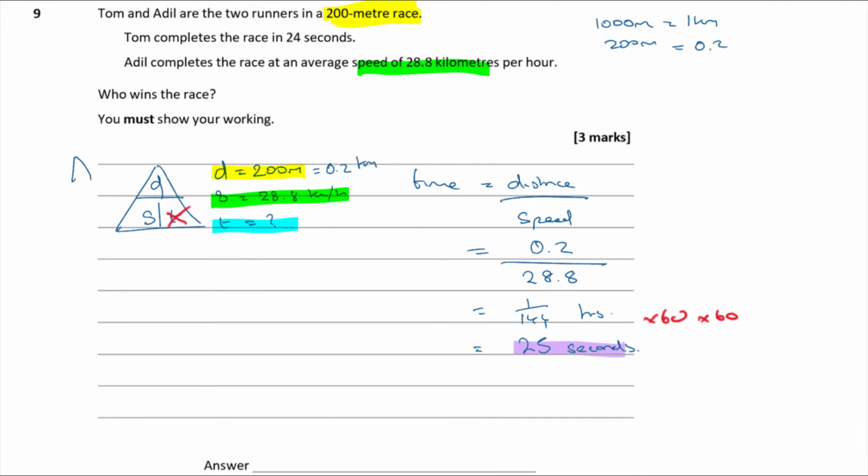Okay, so now I can see I've got 25 seconds for, this was Adil, wasn't it? We're doing Adil's race at the moment. We know that Adil is 25, and we know that Tom completed it in 24 seconds. So who's faster? It's Tom by a second, isn't it? So Tom is fastest.